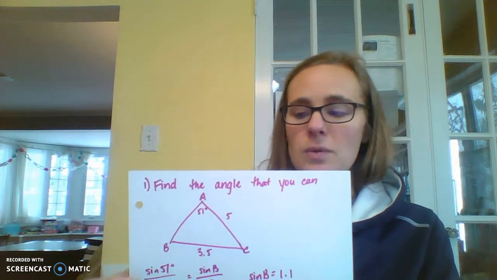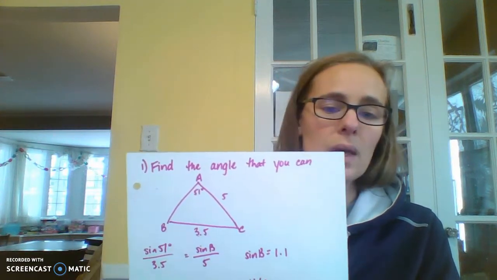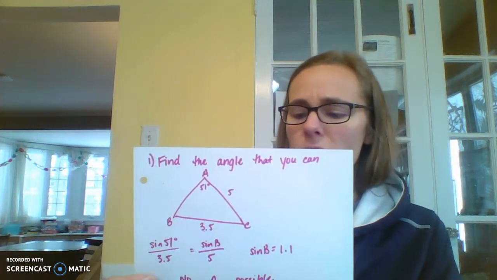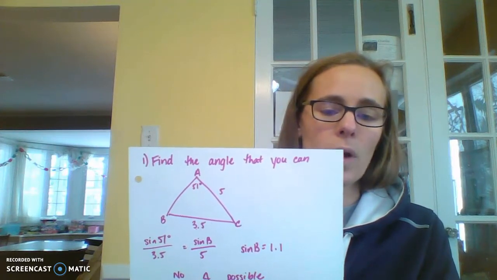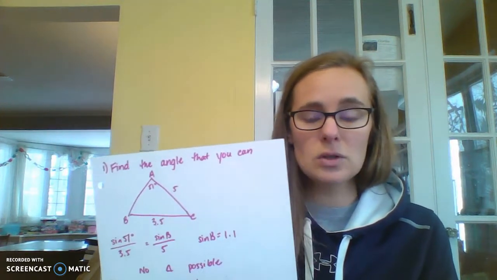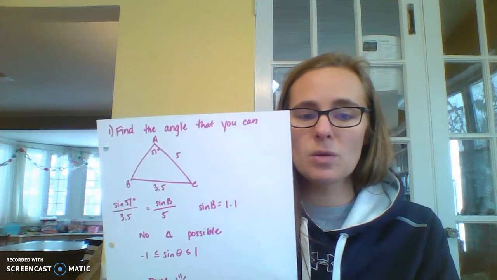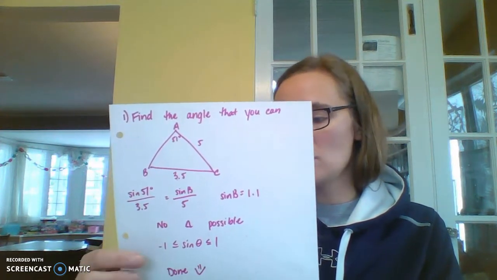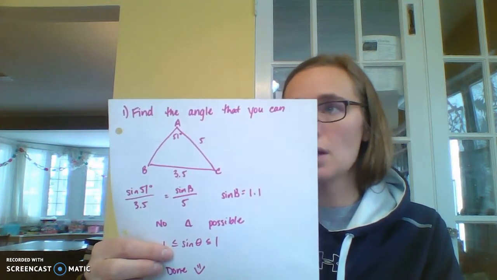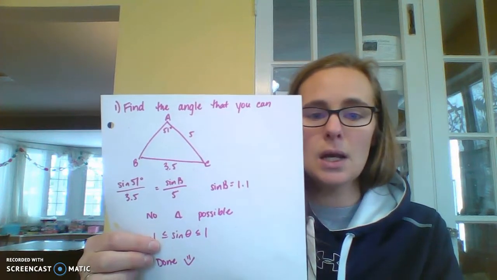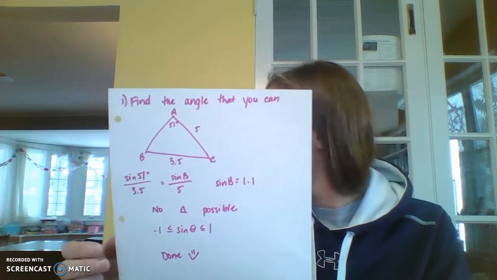So the first step is find the angle we can. That would be angle B. We solve, and we end up that the sine of B is equal to 1.1. So if you plug that into your calculator, try to get the arc sine of 1.1, you're going to find out there is no triangle possible because the range for sine is -1 to 1.